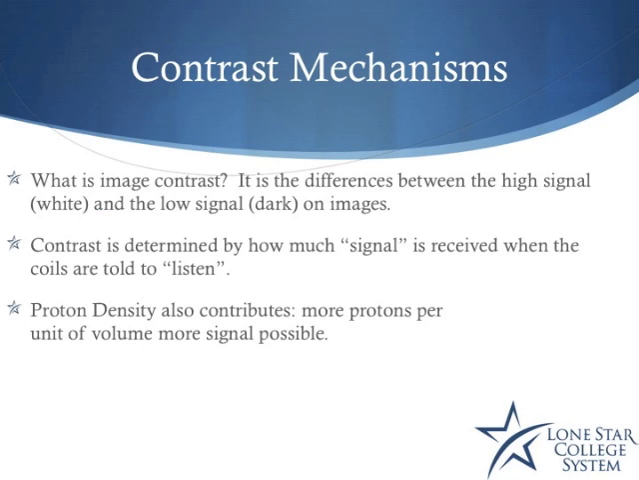So what are you trying to bring out? You're trying to bring out inherent image contrast. This is the differences between the high signal tissues and the dark signal tissues or low signal tissues. This is the black and white shadings of the image. That image contrast is determined on how much signal you can get from the tissues.